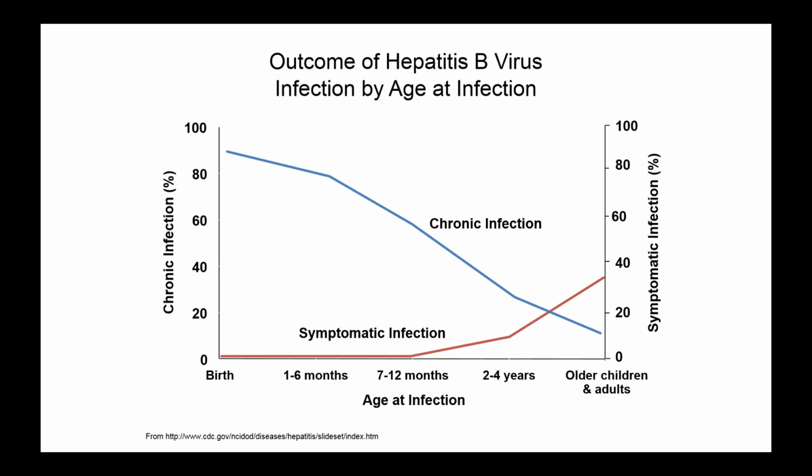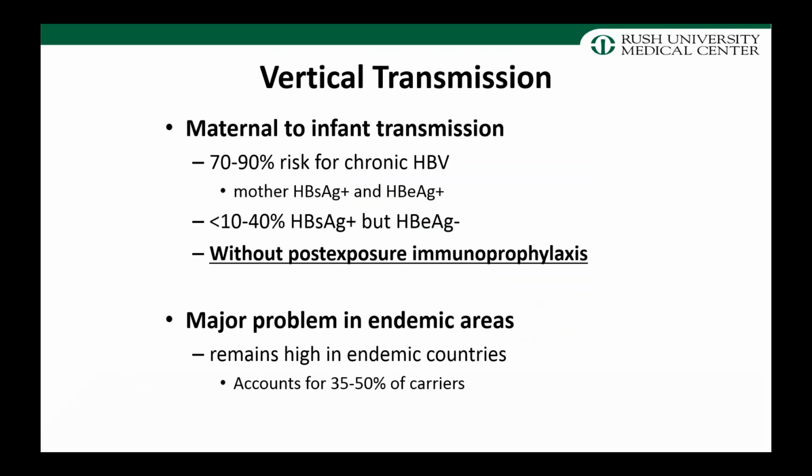You can see in this graph that if you were exposed to hepatitis B at birth or at an early age, the risk of developing a chronic infection is much higher, and as you progress, if you're exposed as an older child or adult, it is more likely to clear the infection. However, you're more likely to become symptomatic. So vertical transmission, or transmission from the mother to the newborn, is a major problem, especially in endemic areas.